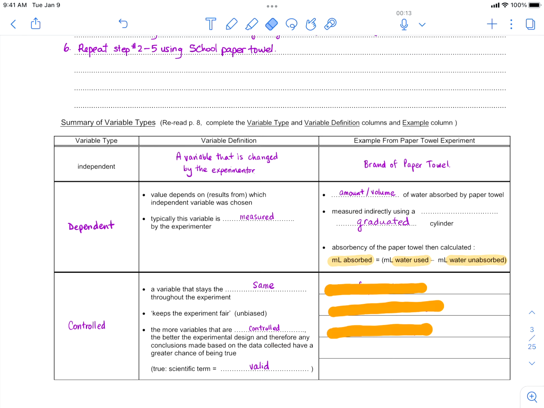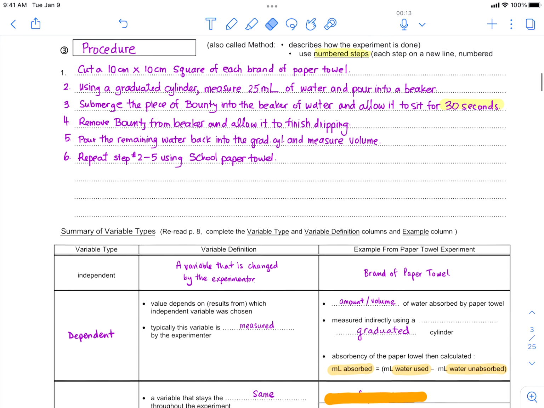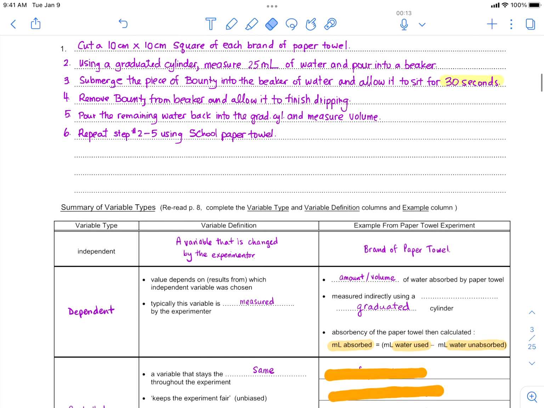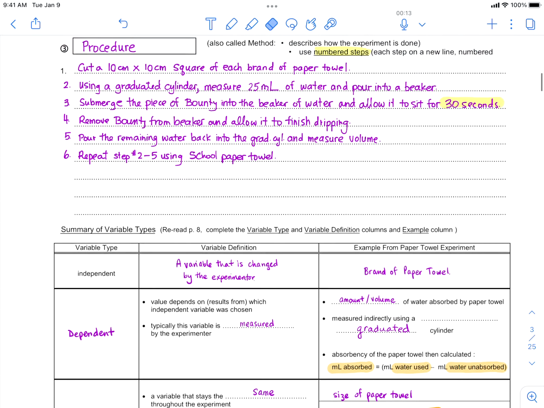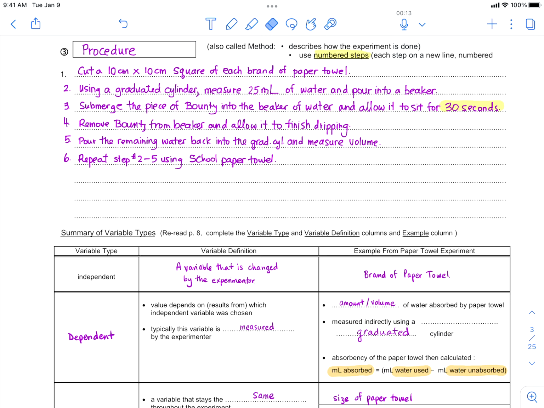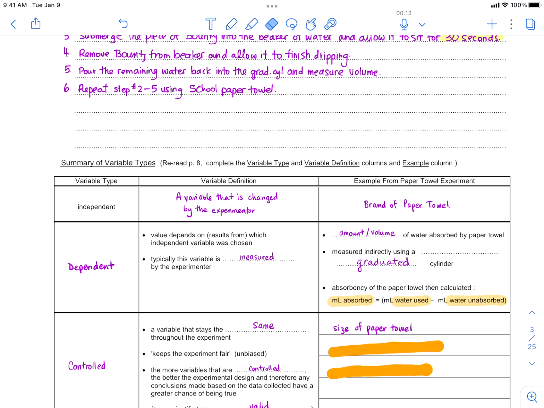So think about, in this experiment, when we read through here, what is the same for each of these types of paper towel? There are a couple of things that stand out right away. The first is the size of the paper towel. We cut a 10 centimeter by 10 centimeter square of each brand. Of course, this test would not be fair if we were allowed to use 20 centimeters by 20 centimeters of Bounty and only 10 centimeters by 10 centimeters of the school paper towel. That just wouldn't be a fair trial.